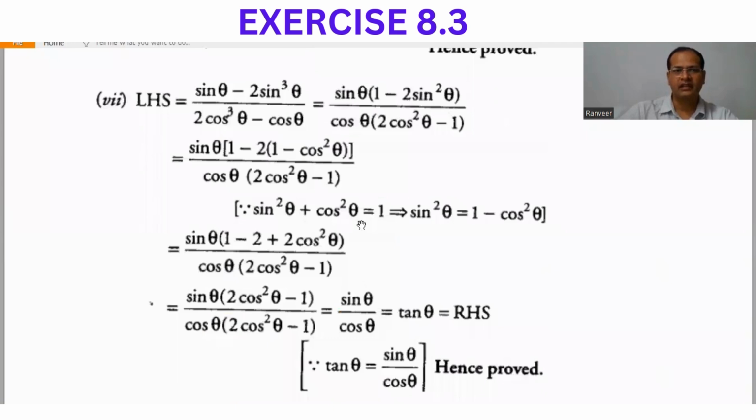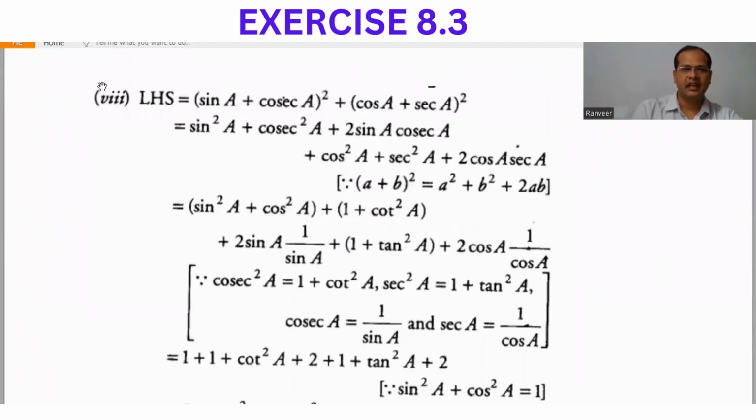Now question number 7th, sin theta minus 2 sin cube theta by 2 cos cube theta minus. So जो भी हमारा कॉमन वैल्यू है that we take out. So sin theta, cos theta 1 minus 2 sin square theta, 2 cos square theta minus 1. तो यहाँ पे 1 minus this thing we can write 1 minus cos square theta and 2 cos square theta minus 1. So 1 minus 2 plus 2 cos square theta, 2 cos square theta minus 1. So sin theta, 2 cos square theta minus 1, 2 cos square theta minus 1 ये हमारा कट गया. And this is the final result of the RHS, that is tan theta.